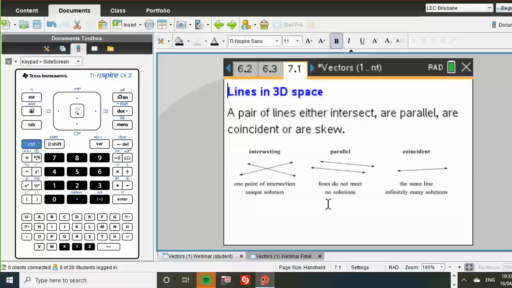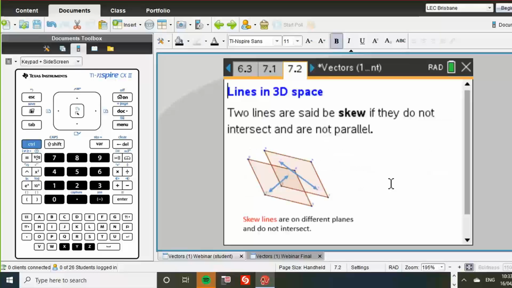Moving right along, lines in three-dimensional space. A pair of lines either intersect, so one point of intersection, a unique solution, or they're parallel, the lines do not meet, there are no solutions, or they are coincident, the same line, infinitely many solutions. There is another situation. Lines in three-dimensional space can also be skew lines. Two lines are said to be skew if they do not intersect and are not parallel. So skew lines are on different planes and do not intersect.